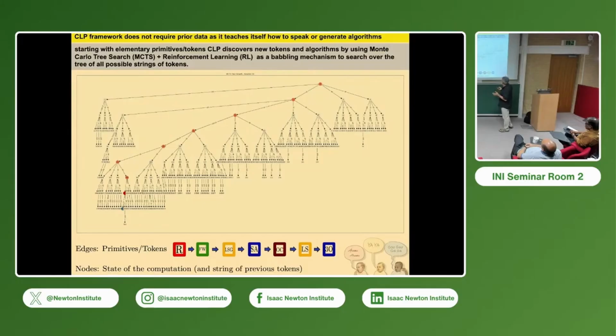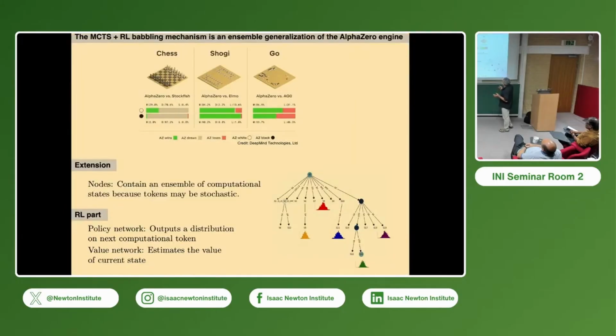What we are using here is an ensemble generalization of something known as the AlphaZero engine. So AlphaZero is the engine that was proposed by DeepMind for playing board games, right? You have heard of it when they were playing Go. Basically, what they did is that they took this MCTS algorithm and they combined it with two neural networks. One that you can call the policy network, and the other one that you can call the evaluation network.